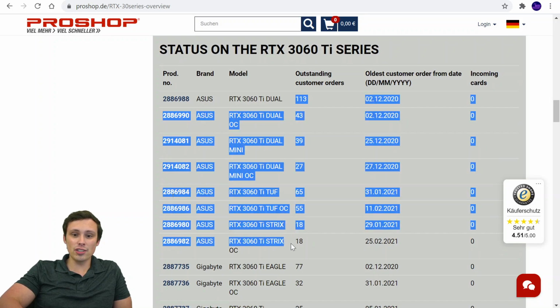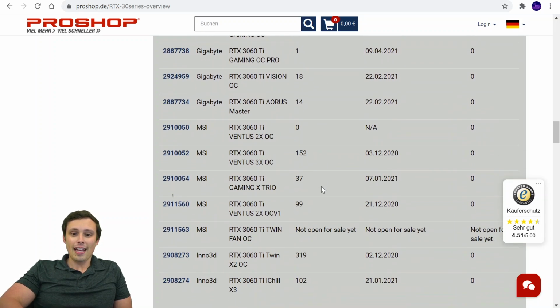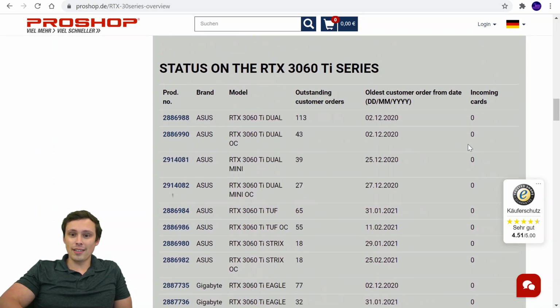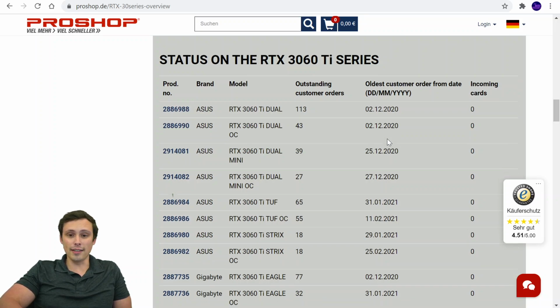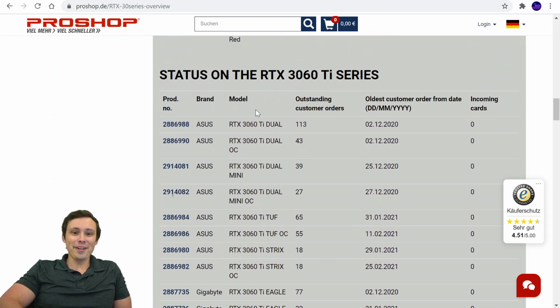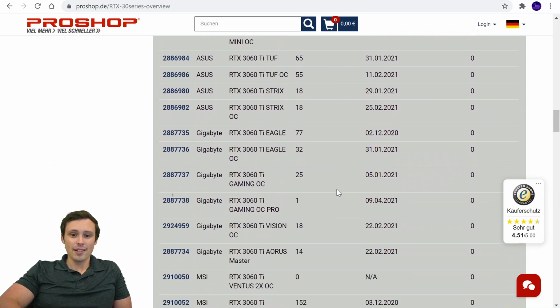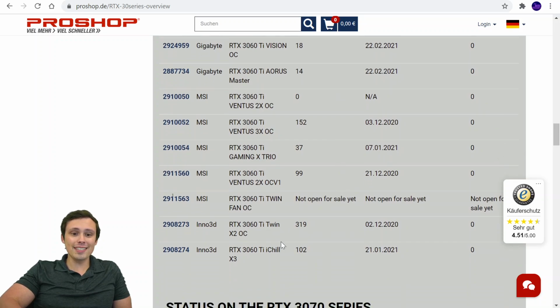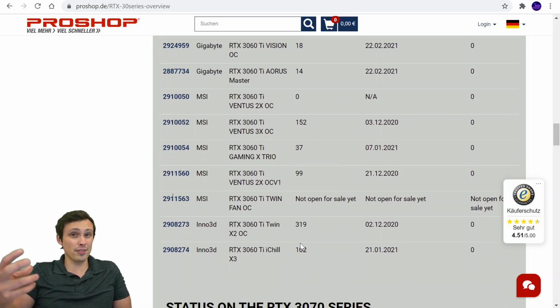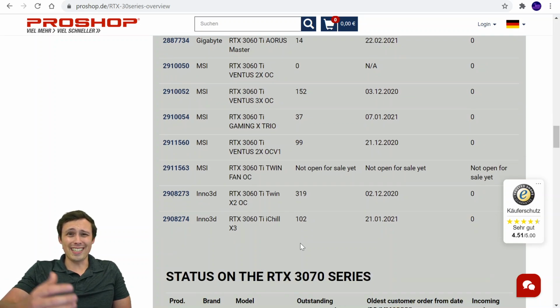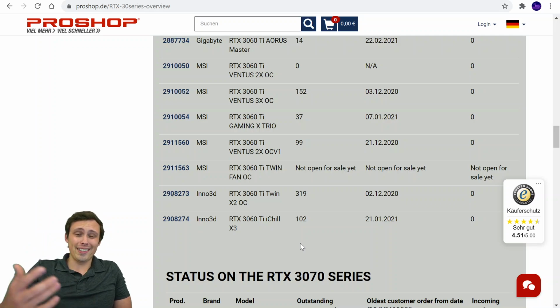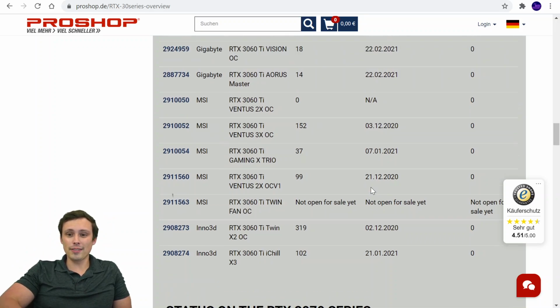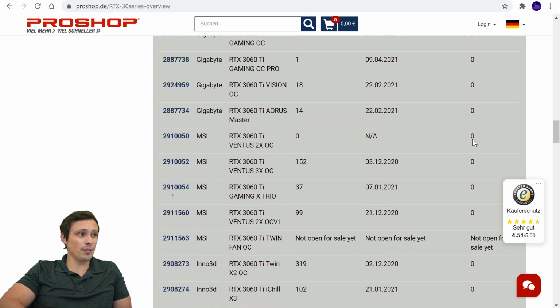All right, 3060 Ti's. You can see here that we have much larger numbers of outstanding orders. And notice that there are no incoming cards. And notice that some of these orders are going all the way back to December of 2020. Yeah, half a year ago. Great. Anyway, what can we read from this? Well, it looks like there's a high demand for 3060 Ti's, but there's not a lot of supply. And that's because the 3060 Ti, I think, is where you actually have your best bang for the buck if you can get it at MSRP. It's only, what, like 10% slower than a 3070 for $100 less. Again, if MSRPs meant anything. But, you know, incoming cards, zero.